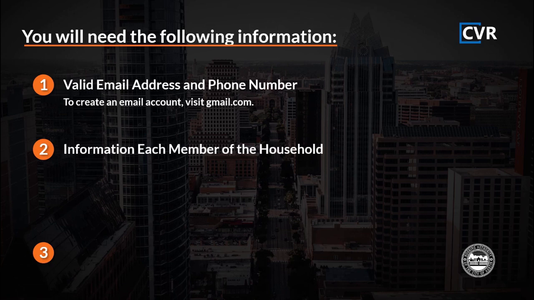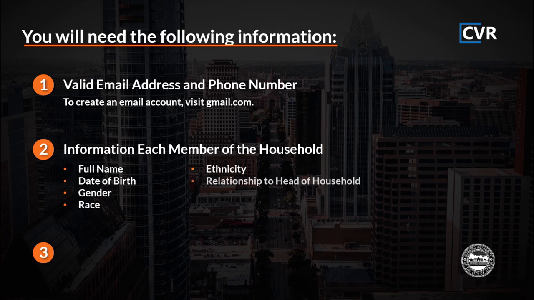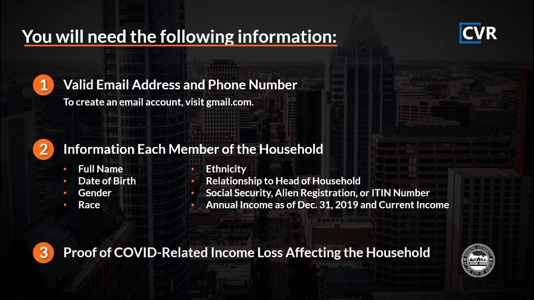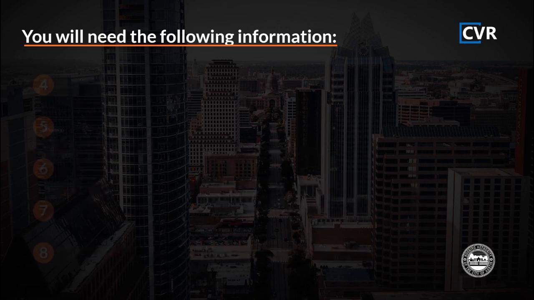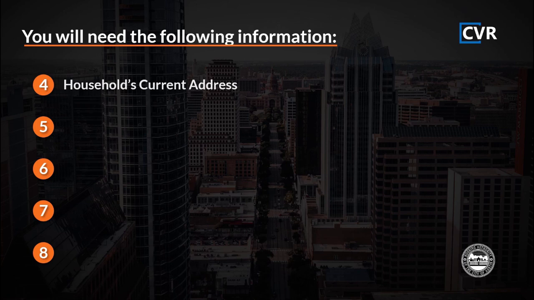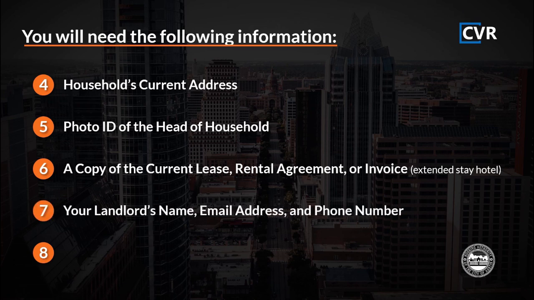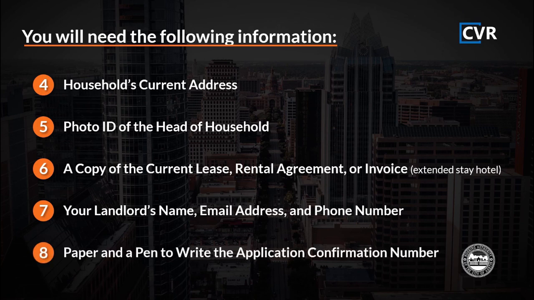Information about each person in your household, including full name, date of birth, gender, race, ethnicity, relationship to the head of household, social security number, alien registration number or ITIN number if you have one, proof of all household annual income as of December 31st, 2019, and proof of your household's current annual income, proof of COVID-related income loss affecting the household, the household's current address and mailing address, a photo ID of the head of household, a copy of your current lease, rental agreement, or invoice for extended stay hotels, your landlord's name, email address, and phone number, paper and pen to write down your rent application confirmation number.